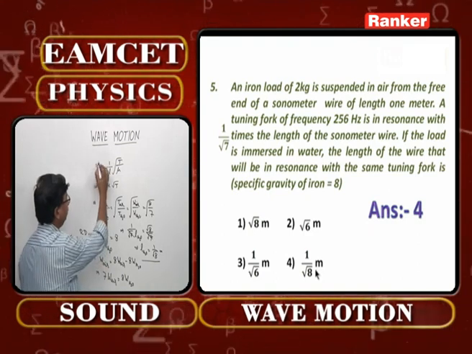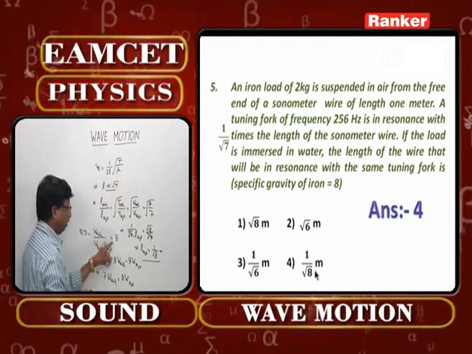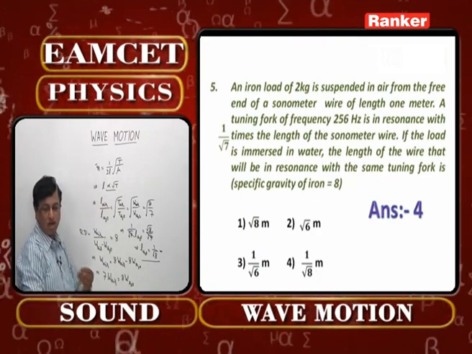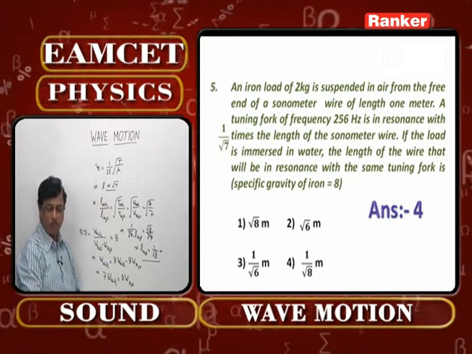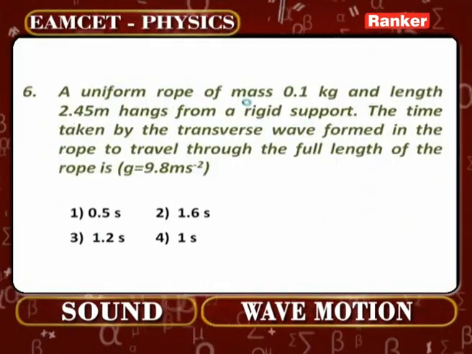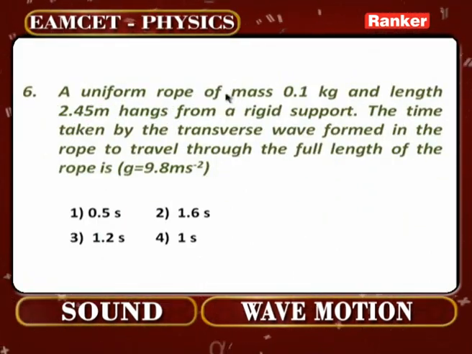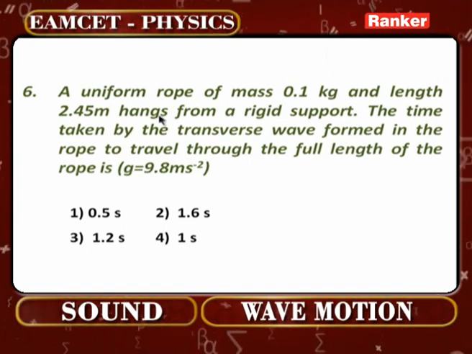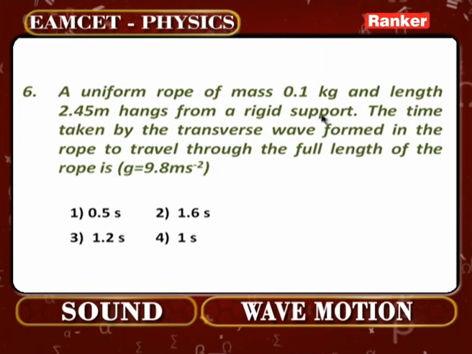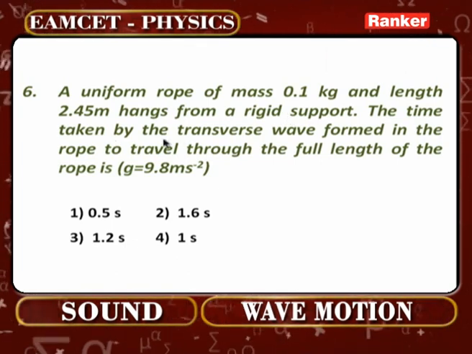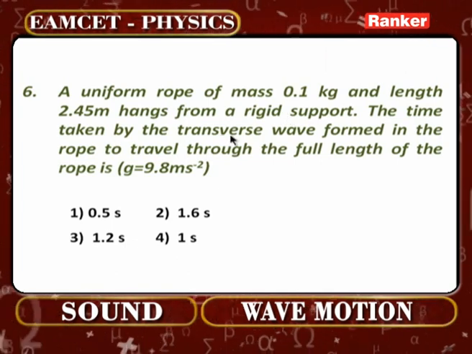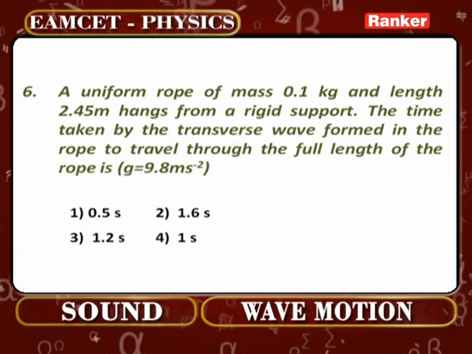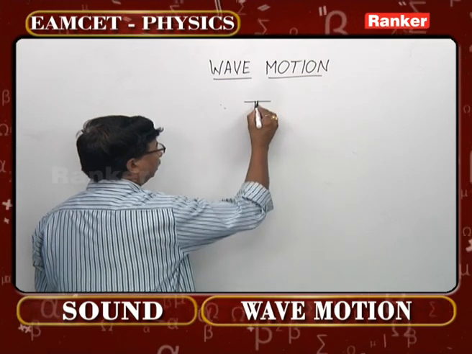One of the excellent model questions here, please. The relative density concept is taken up and is linked with the question of wave motion as such. Let us check the next problem. Problem number 6. A uniform rope of mass 0.1 kg and length 2.45 meter hangs from a rigid support. That is actually the description that has been mentioned. See, now he is talking about a rope like this. It is now hanging. This is the rope he is talking about, let us say.